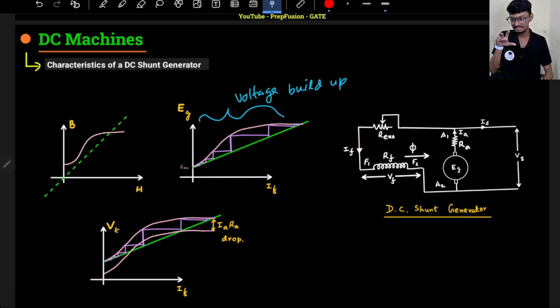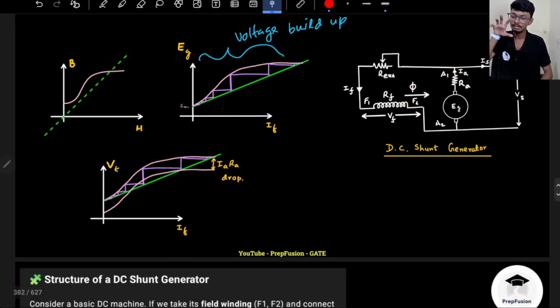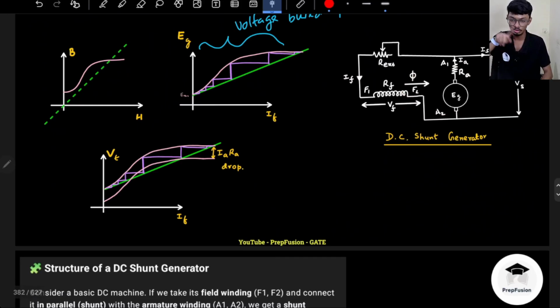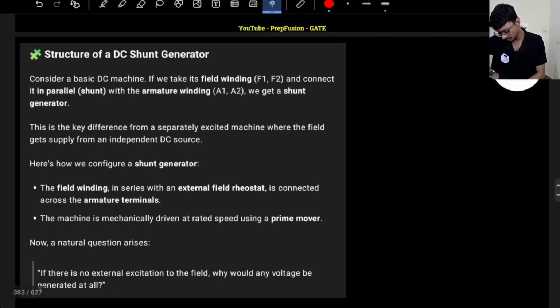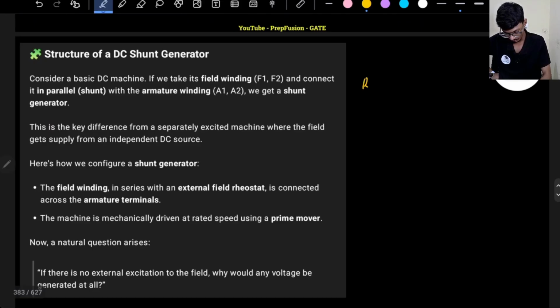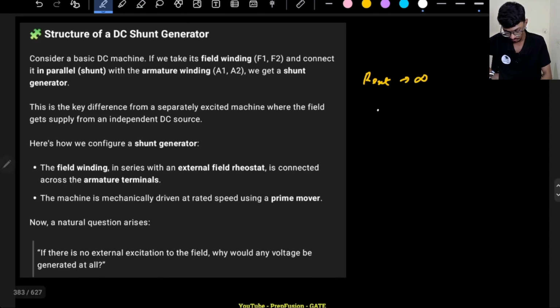As it is connected in series with the external field rheostat, if R external is very high, then the current will almost be zero. So only the residual flux will be generated, because there will not be any increase in current. That was case one. If I assume my R external to be very high, infinity, so what is my IF current?